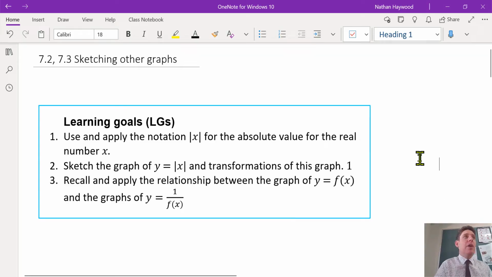Okay, we're starting a brand new topic, sketching graphs. Pretty tricky. So we're going to do absolute values. Do you remember absolute values? Yes. So we're going to sketch graphs with absolute values in them. We're also going to do reciprocal graphs as well.